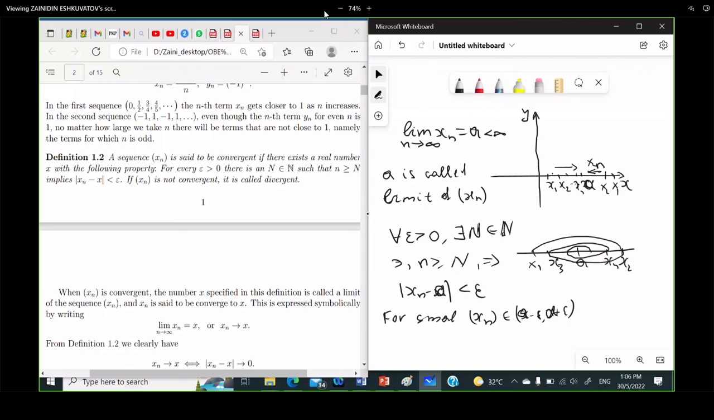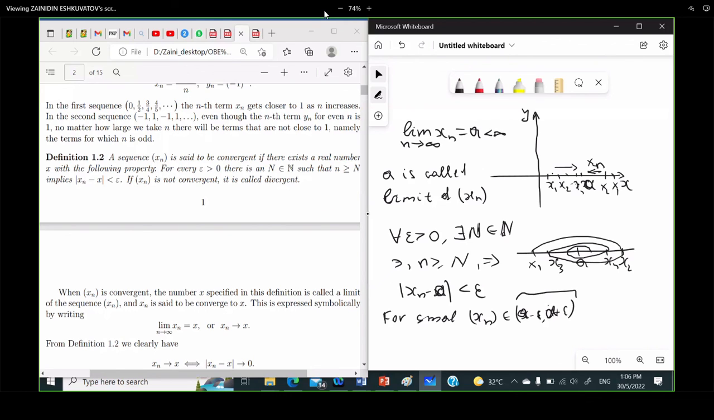Please try to understand this definition very well, and the imagination also should be very good, otherwise it is difficult to handle the next problems. So all the values of xn lie in this small interval. Here there are two things: there exists small n, and as n increases after some capital N, all the values lie around A, densely reaching it. So that is the point of this definition.